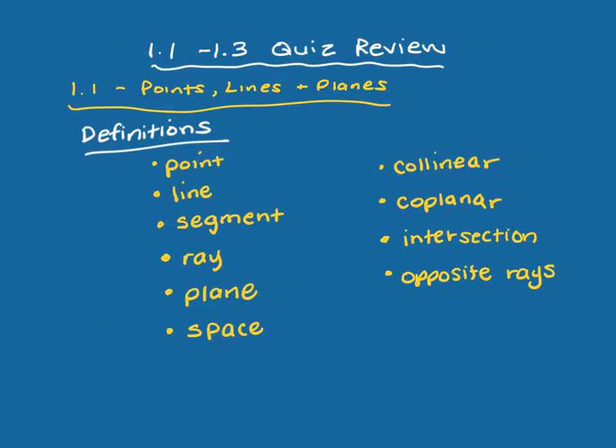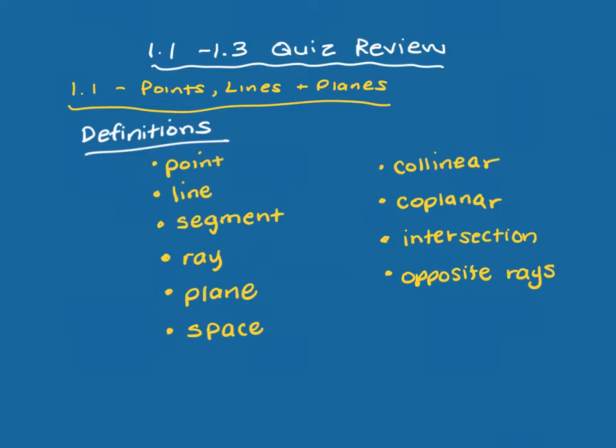So a point is, remember, the simplest form in geometry. It's labeled by a capital letter. Every object in geometry is made up of points. A line is unending. It has no length because you can't measure it. It points forever in two directions. A segment is a portion of your line, so it stops. It has two endpoints. You can measure a segment.